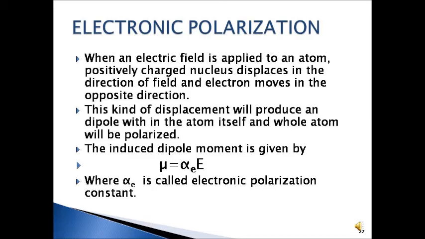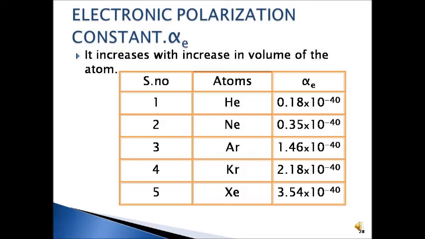Electronic polarization. When an electric field is applied to an atom, positively charged nucleus displaces in the direction of field and electron moves in the opposite direction. This kind of displacement will produce a dipole within the atom itself, and whole atom will be polarized. The induced dipole moment is given by mu is equal to alpha E into E, where alpha E is called electronic polarization constant. Electronic polarization constant increases with increase in volume of the atom.